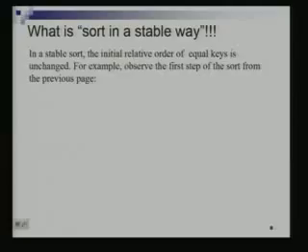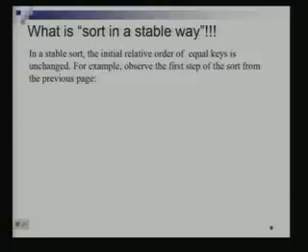What does this mean? A stable sort is one in which if two keys are the same, equal keys, then after sorting their relative order remains unchanged. Suppose I have a collection of numbers: 1, 3, 11, 3, 5. These are my numbers. I have two 3s in there, equal keys.